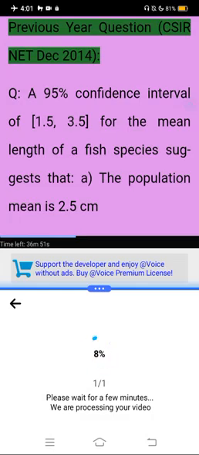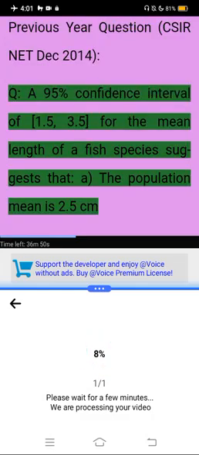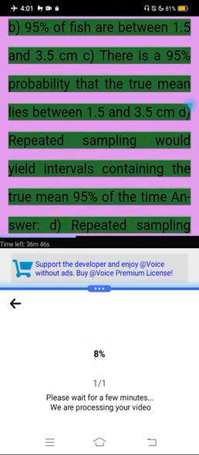Previous year question, CSIR NET December 2014. Q. A 95% confidence interval of 1.5, 3.5 for the mean length of a fish species suggests that: A. The population mean is 2.5 centimeters. B. 95% of fish are between 1.5 and 3.5 centimeters. C. There is a 95% probability that the true mean lies between 1.5 and 3.5 centimeters. D. Repeated sampling would yield intervals containing the true mean 95% of the time. Answer: D. Repeated sampling would yield intervals containing the true mean 95% of the time.